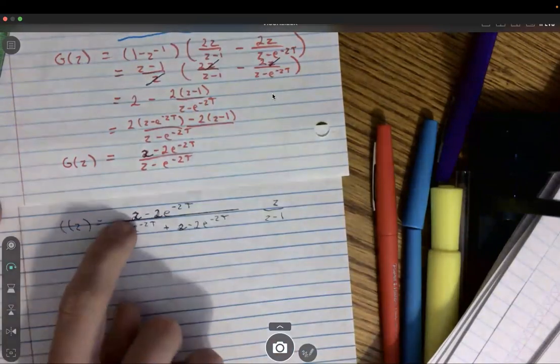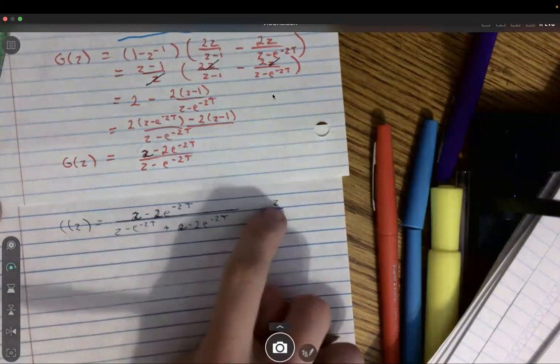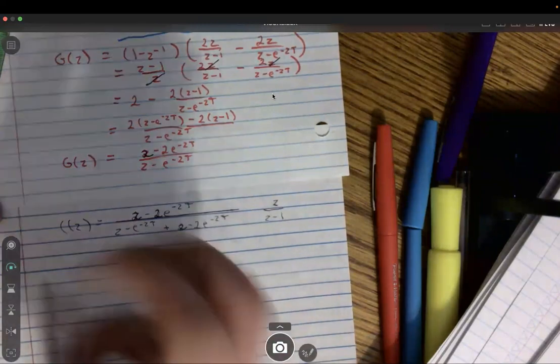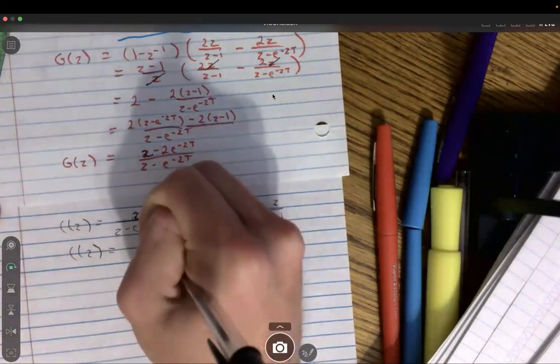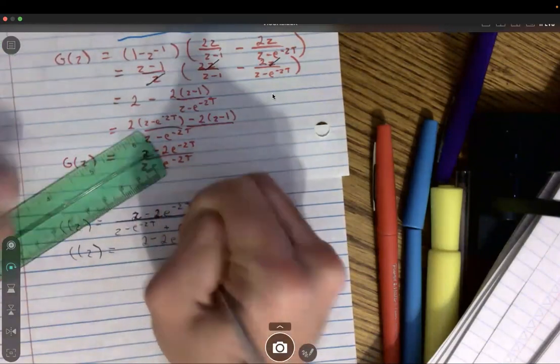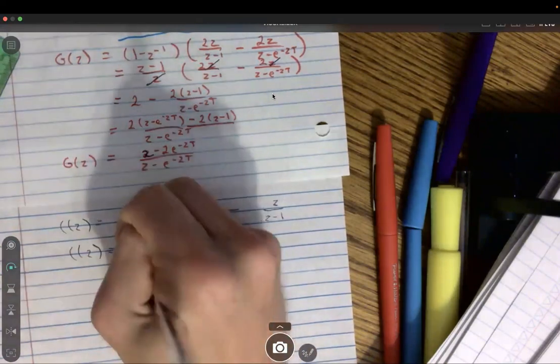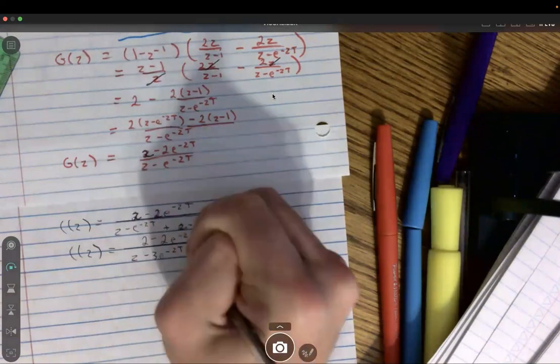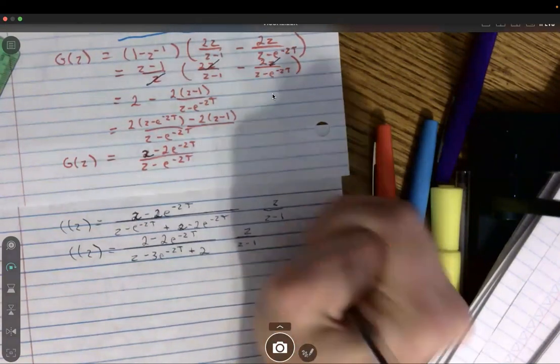Okay, so now 2 minus 2e to the negative 2T. When we combine this and write it out, we get 2 minus 2e to the negative 2T in the numerator, and in the denominator we get Z minus 3e to the negative 2T plus 2, and then multiplied by Z over Z minus 1.